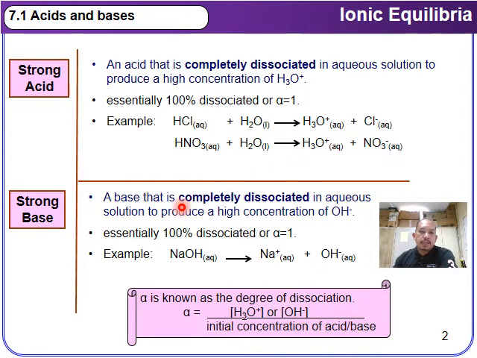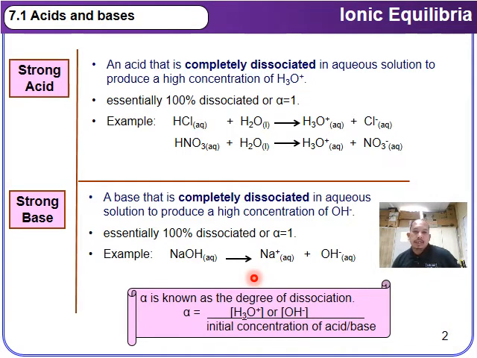While a strong base completely dissociates in aqueous solution to produce a very high concentration of OH-. It is also essentially 100% dissociated, or we can say the degree of dissociation is equal to 1. Example, the NaOH. NaOH completely dissociates to form Na+ aqueous and OH-.